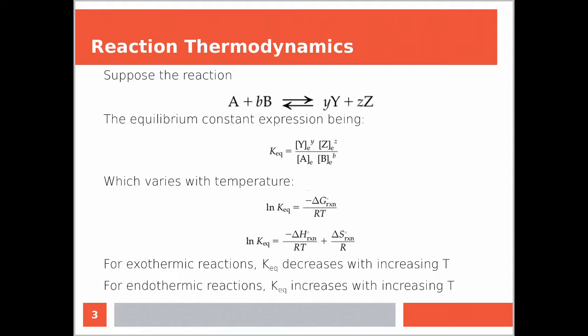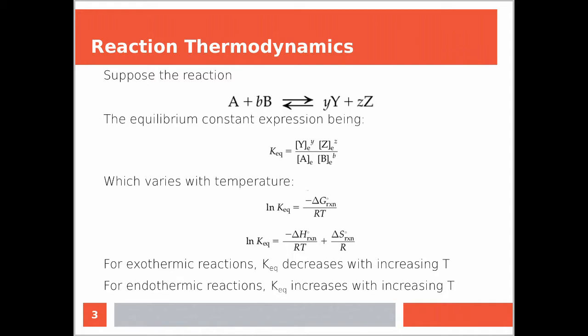From here, we can say that if you have an exothermic reaction, that is a negative delta H, the first term of your equation, negative delta H reaction over RT, will become a positive value. If you increase the temperature, you will have an increase in the denominator, and that particular term will go down. That means the K equilibrium value will also decrease. Since K equilibrium is product over the reactants, the production or the conversion of your product becomes lower.